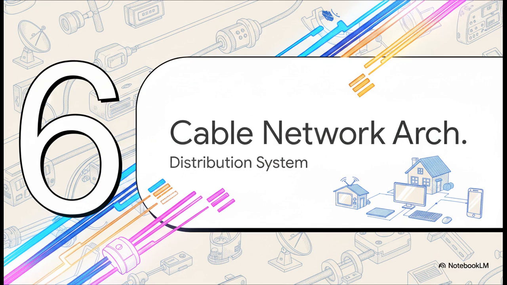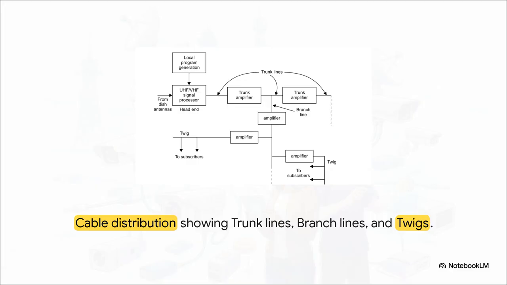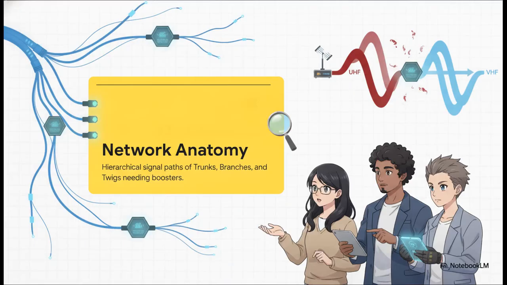Section 6. Cable Network Distribution Architecture. Once processed, the signal finally hits the streets. It surges down massive primary trunk lines, splits off into secondary branch lines, and eventually trickles down into what we call the twigs, which are the final cables feeding directly into a subscriber's set-top box. Because of the immense physical distances covered here, multiple amplifier boxes are strictly required at every single split along the path to keep the signal alive. This anatomical hierarchy, trunks to branches to twigs, forms the absolute backbone of the distribution network.